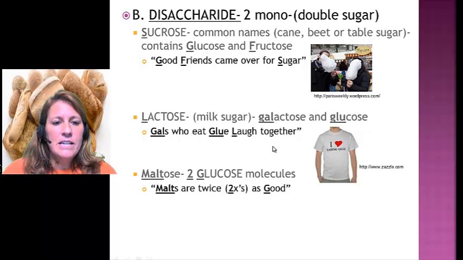Okay, and the last disaccharide I'm going to have you know, there are a lot more, but I'm going to have you focus on three, is maltose.